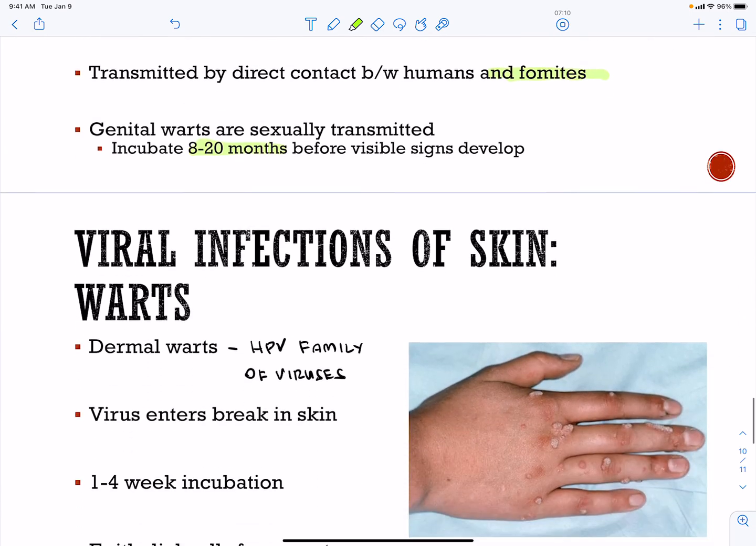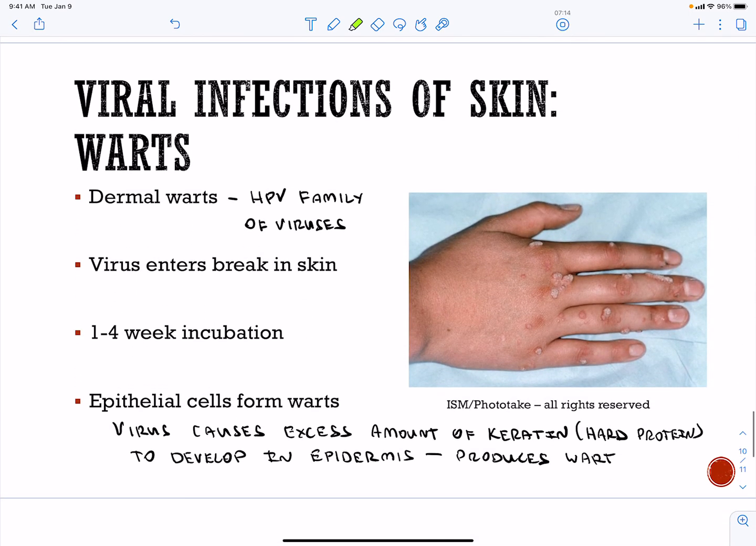Now, dermal warts are also going to be caused by human papillomavirus. And one of the reasons is because HPV viruses are able to mobilize keratin. So they cause excess keratin to develop in the epidermis. And this is what's going to actually produce that hard, sort of rough wart. Now, this is going to enter a break in the skin. Again, it has to have some sort of access. So if you have no breaks in the skin, you're not going to get infected with this virus. And it has a 1 to 4 week incubation period before the warts actually develop.